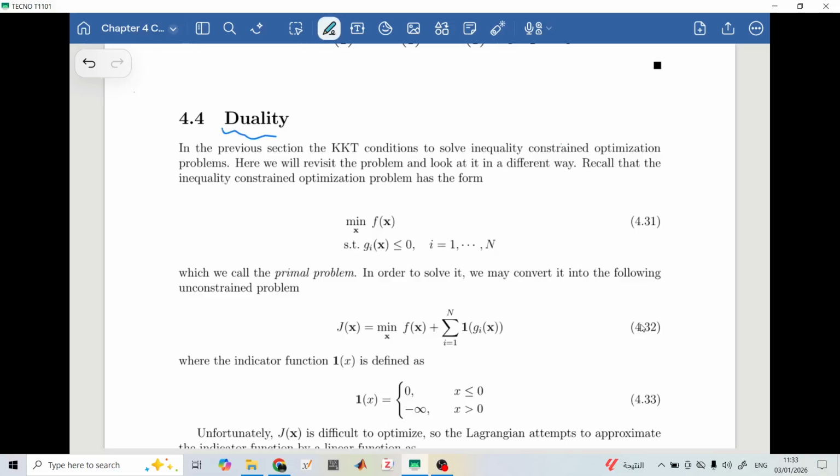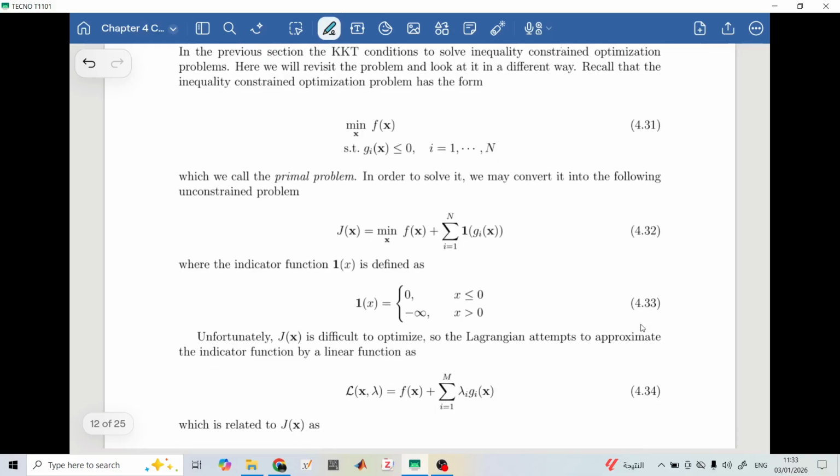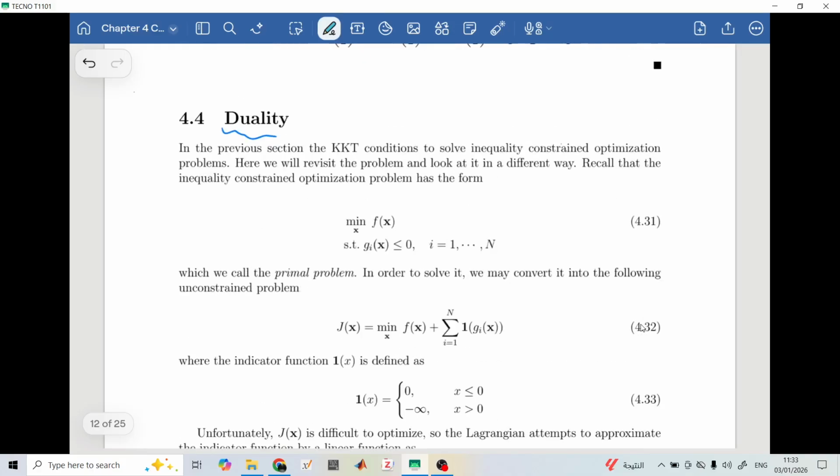This is an important concept in optimization, especially in convex optimization. Now, looking at this constraint problem that we have here, we learn how to use the KKT conditions to solve the inequality and generally the constraint optimization problems.